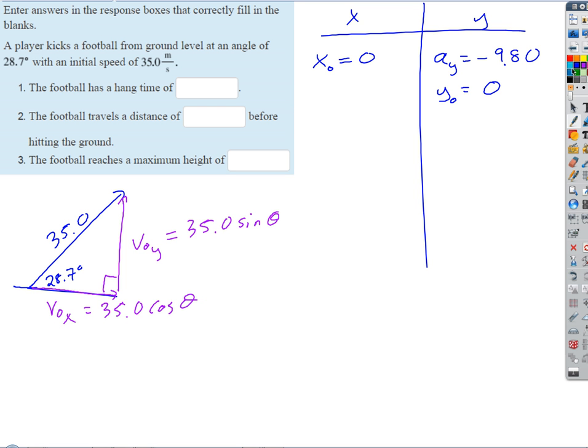Okay, so those are numbers that we can add. And really, when I write down initial velocity, it's not going to change for the x component, right? It's constant. So why not just write it as v sub x? V sub x is constant, and it is whatever, I'm just going to write v naught to make it a little shorter. V naught cosine theta, and we know both of those things. V naught is 35, theta is 28.7 degrees, right?